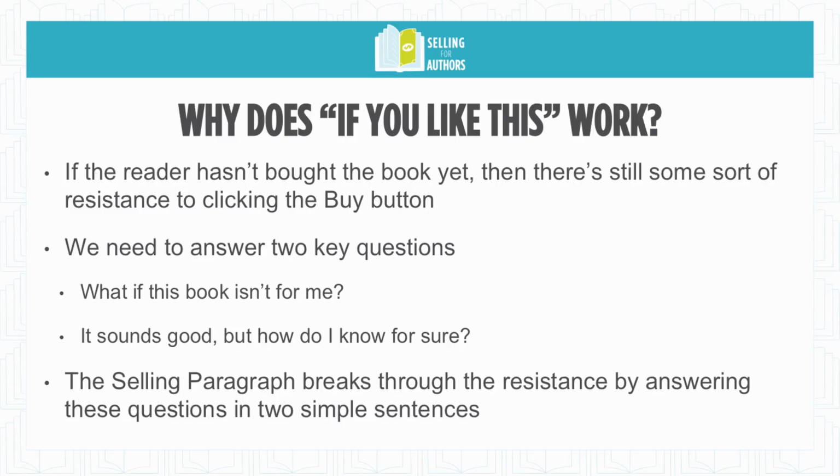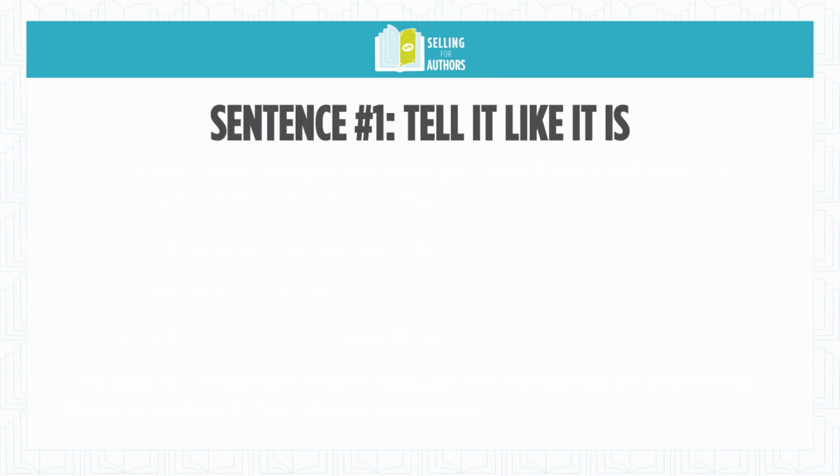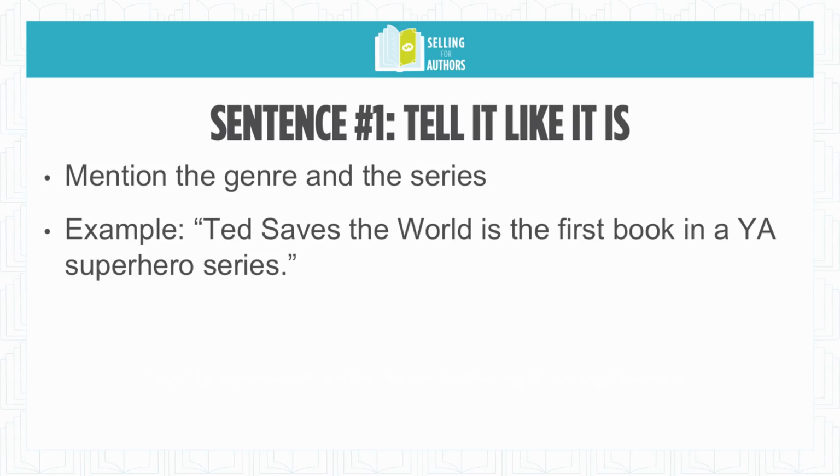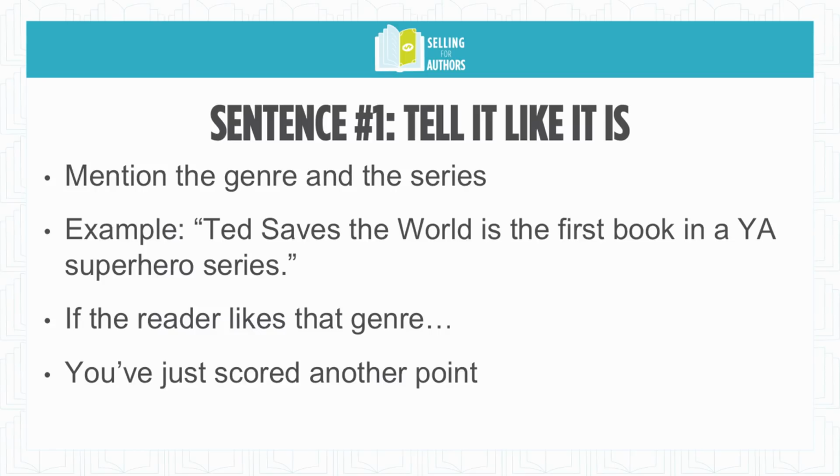in 2 simple sentences. Sentence 1, you tell it like it is. You just say what genre the book is, and if you're in a series, you mention the series. Ted Saves the World is the first book in a young adult superhero series. That's it. Nothing too crazy. But if the reader likes that genre and they have other books in that genre, it makes it so it's similar to previous purchases for them, and that scores another point for you. So they're more likely to buy the book.